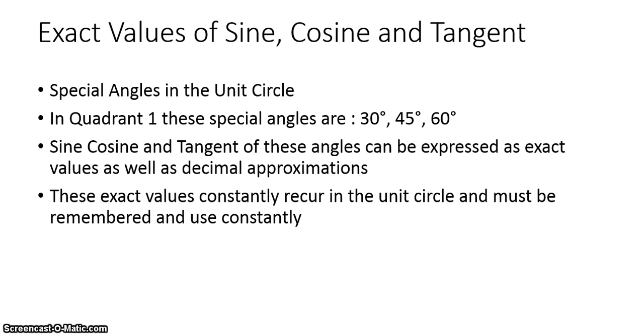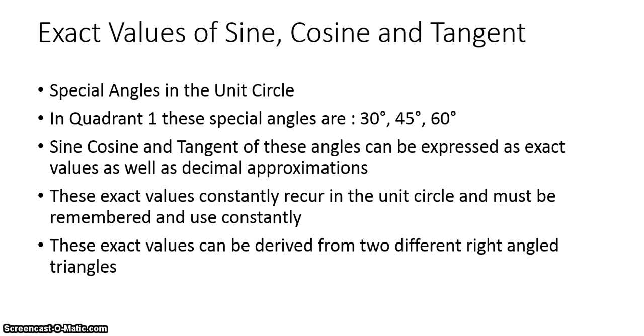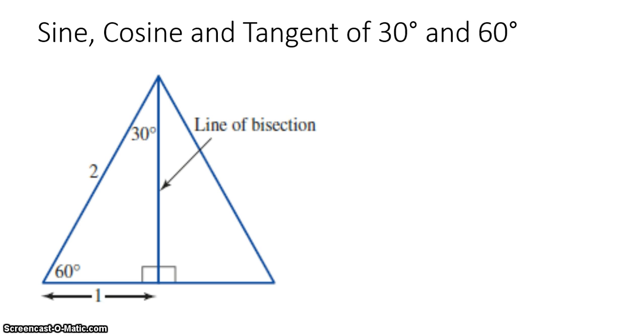These exact values constantly reoccur in the unit circle and must be remembered and used constantly by students if they are going to study trigonometry effectively. These exact values can be derived from two different right-angled triangles, which we will examine in detail now. First of all, let's look at sine, cosine and tangent of 30 degrees and 60 degrees.